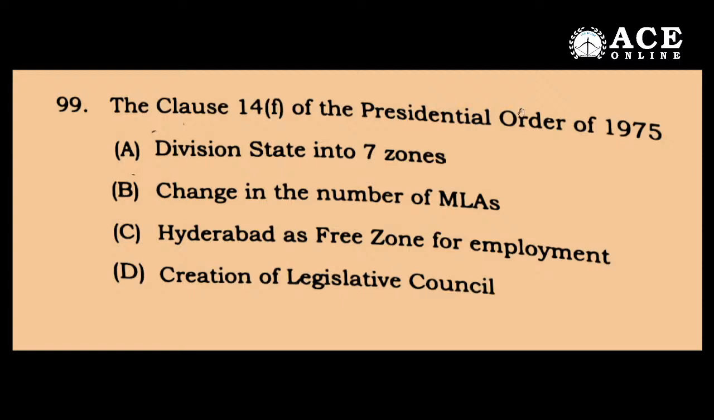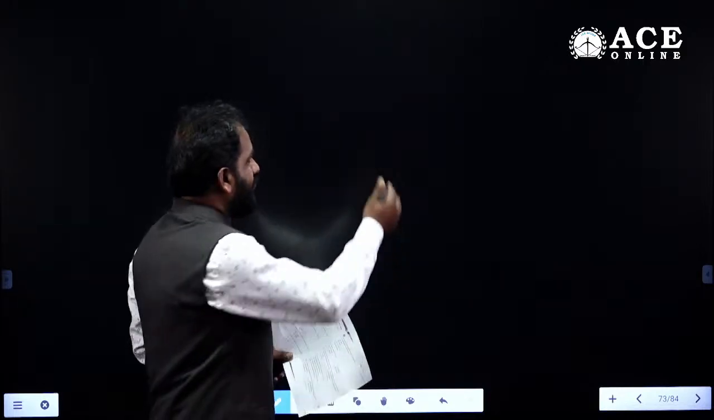Clause 14F of the Presidential Order of 1975, option A: division of the state into 7 zones, change in the number of MLAs, Hyderabad as a free zone for employment, and creation of a legislative council. Of course, if you want to answer this question, you should have an idea about the Telangana movement, and that too about the 6-point formula. As per the 6-point formula, they removed the Mulki rules and the Telangana Regional Committee. Also, as per the 6-point formula, we have the 32nd amendment, and based on that we have a zone system in Telangana. But there are exemptions.